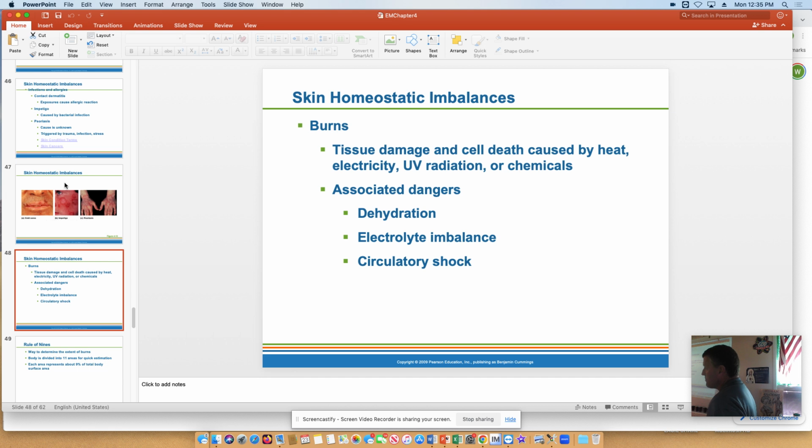Electrolyte imbalance, right? If you're losing fluids, it results in electrolyte imbalance, and circulatory shock. That's blood loss and extreme low blood pressure. If you've heard of somebody going into shock, right? It doesn't mean that they're actually... I mean, they might be in shock, but they're also low on blood. Okay.